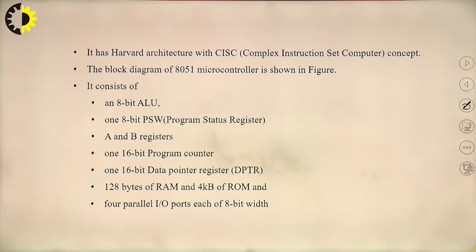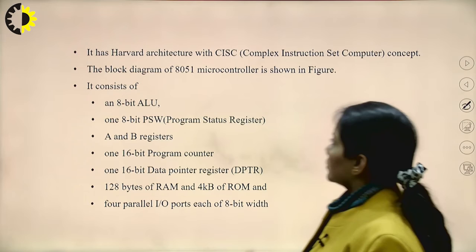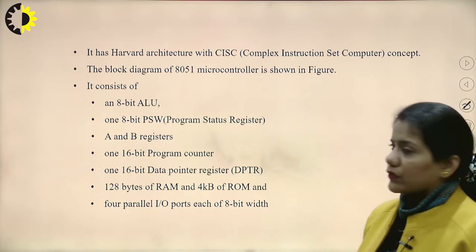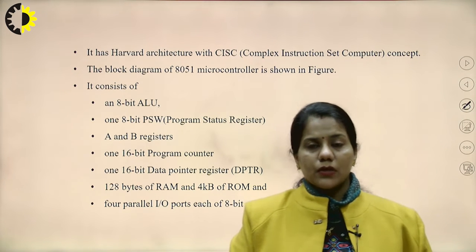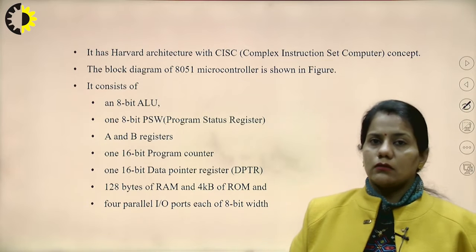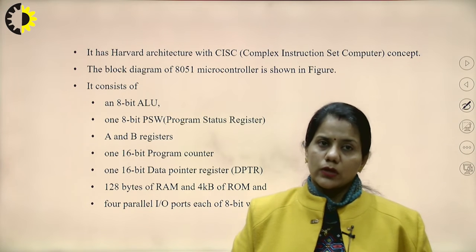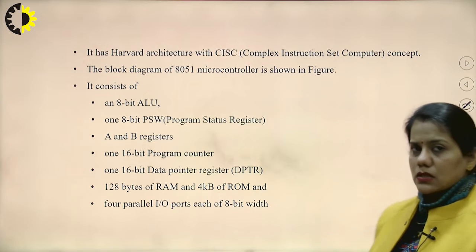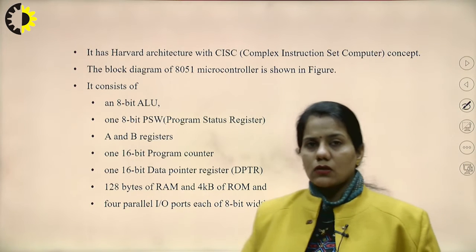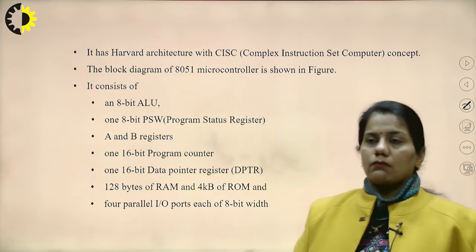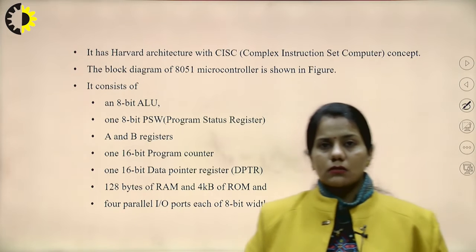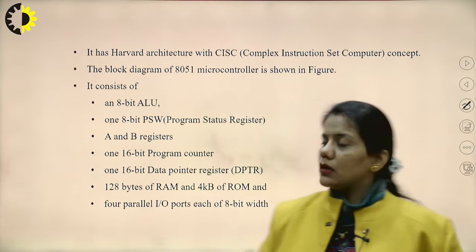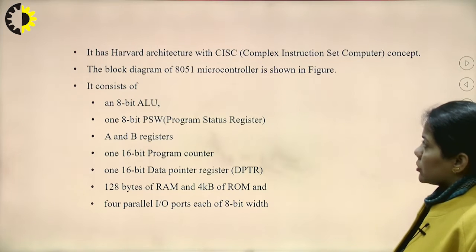So basically it has Harvard architecture with CISC concept. Harvard, we all know that the memory space for code and the data are different in Harvard architecture. CISC concept means it's having the complex instruction set, means a single instruction can execute multiple operations. The block diagram is shown in the figure.